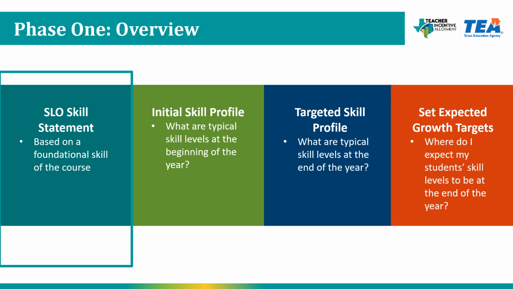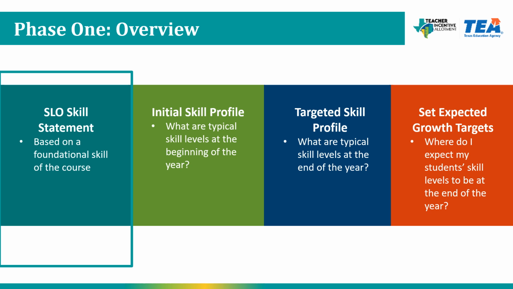Phase 1 of the SLO process involves 4 key components. Number 1, writing the SLO skill statement. This statement should be based on a foundational skill of the course. For example, in 3rd grade math, the primary focus is on multiplication. While other topics like ratios, pie charts, and bar graphs are covered, multiplication is the core skill. Therefore, an SLO skill statement for 3rd grade math would center around multiplication.